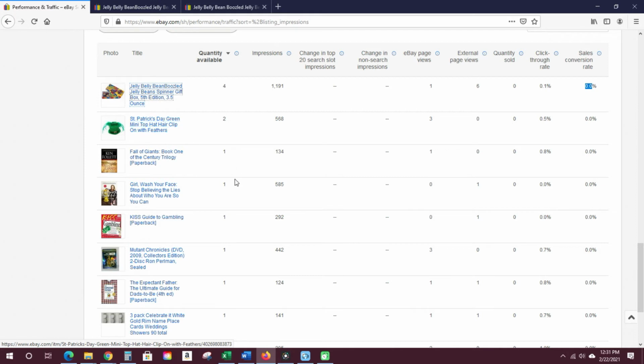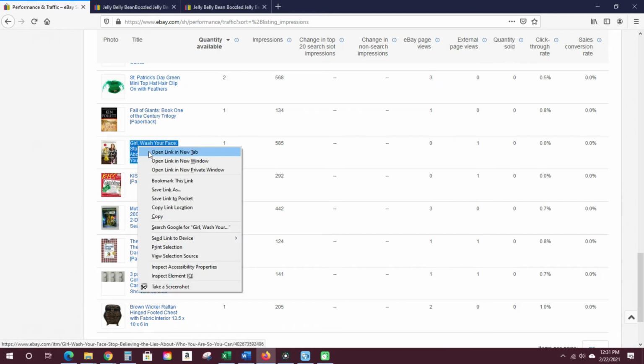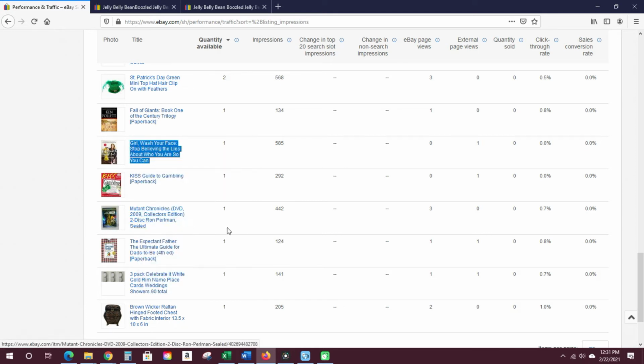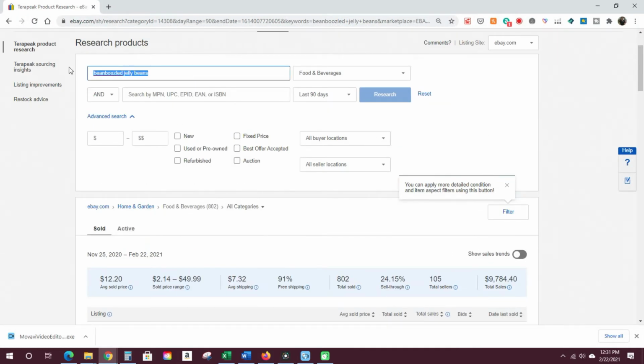Now, the other one that I had that has a good impression rate, which is this Girl Wash Your Face. So I'm going to copy that information and put it in here in the Terapeak.